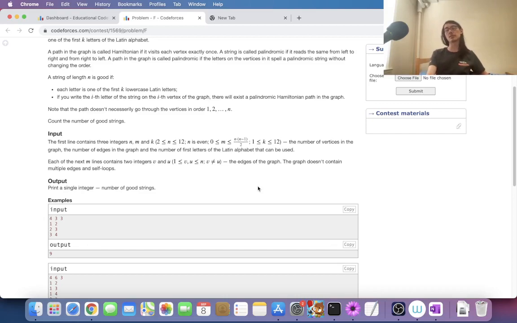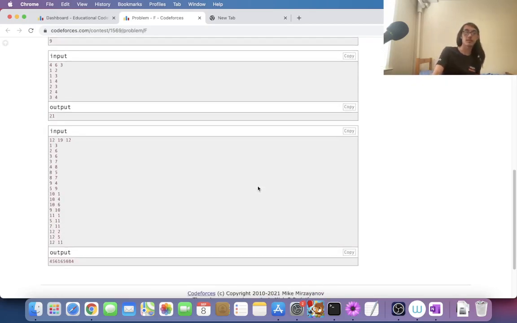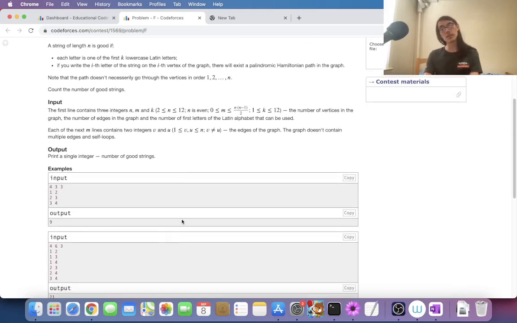How many strings are there actually to consider? Because n is even, every character must have an even number of occurrences. So if any character doesn't, then that is not possible. So that is a lot of possibilities. If they give a complete graph, how much would that be? It would be a lot.